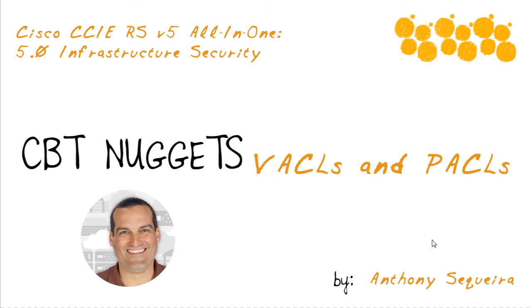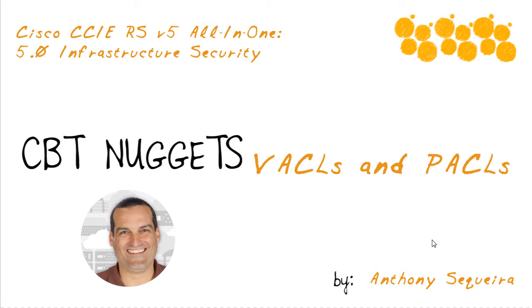Think about a multi-layer switch. This switch can do a lot when it comes to access control lists. We can have, on the layer 3 ports, router access control lists. But what we want to explore in this particular nugget is access control lists applied to a layer 2 switch port. We call these PACLs, or port access control lists.